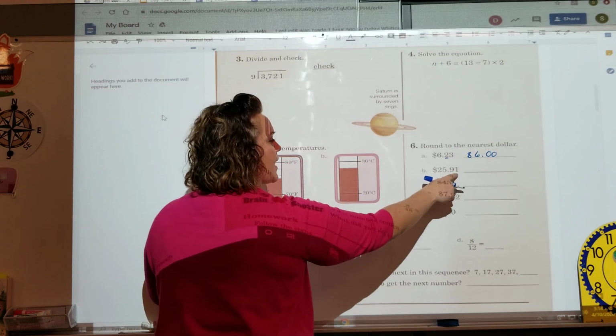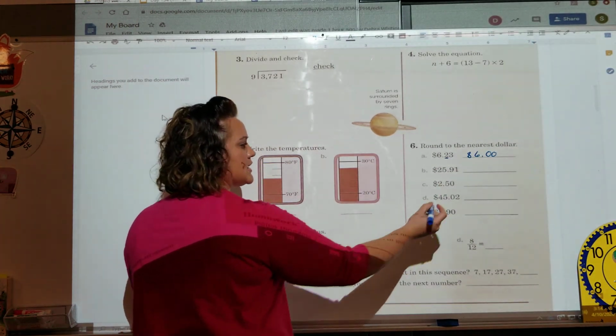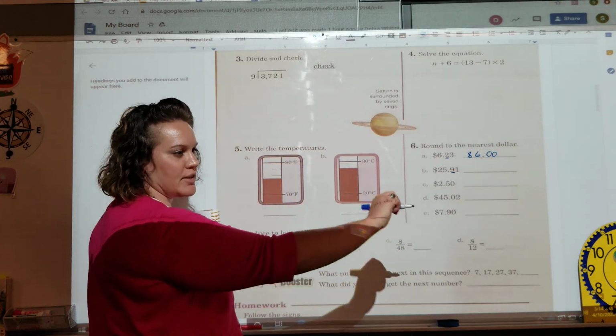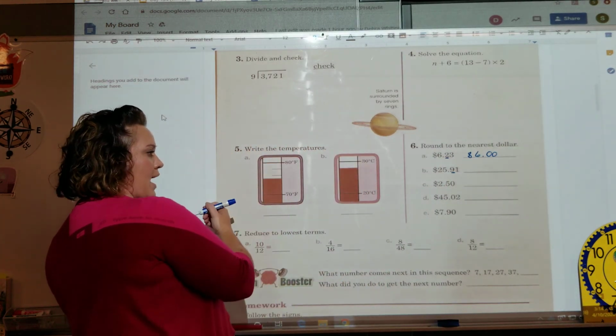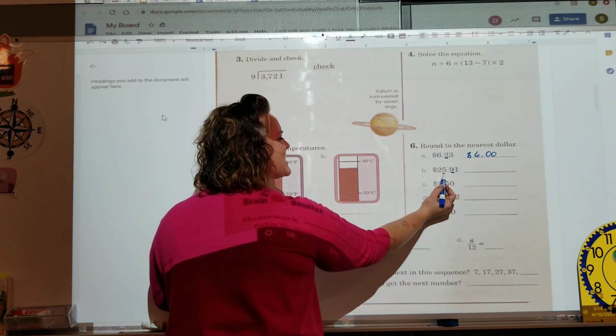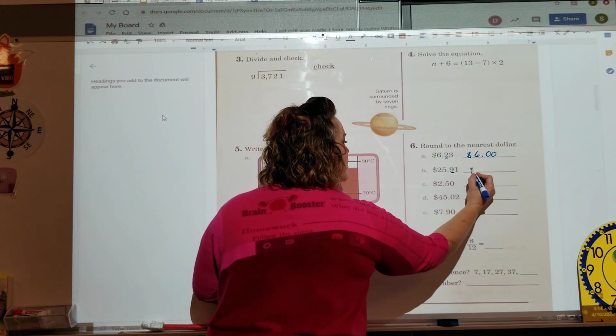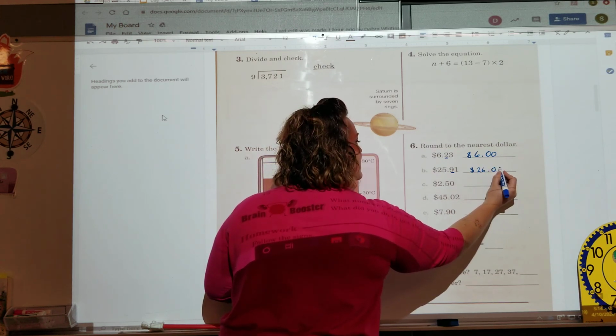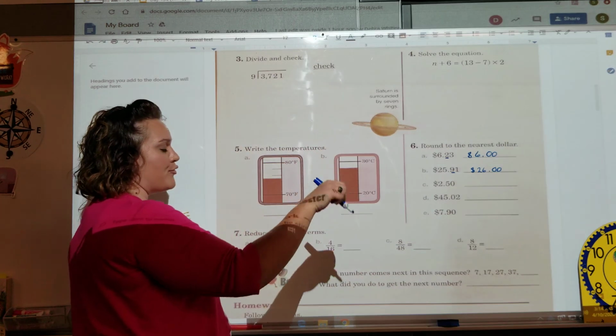Let's look at $25.91. We need to look at the 9 right here. Does 9 go down the hill forward or backward? You're right, this one's going to go forward, so we need to go to the next dollar. This one would be $26 because we had to round forward.